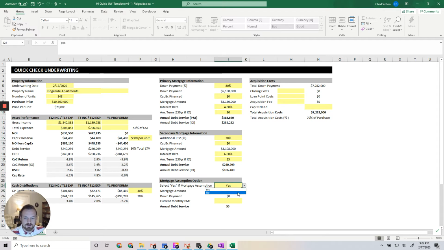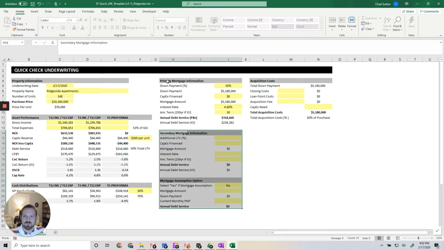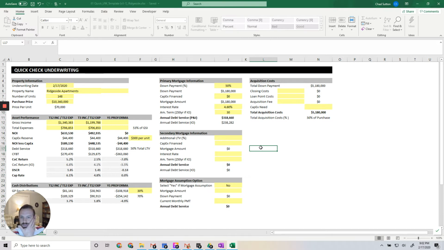So anyway, let's turn this to no, since we're not doing that. And I'm going to go ahead and zero the secondary stuff out, because we're really not going to use that for this deal. But now you understand how the whole mortgage area works, and that's very important, because the art of putting these things together is understanding how to stack the debt and capital stack, right?